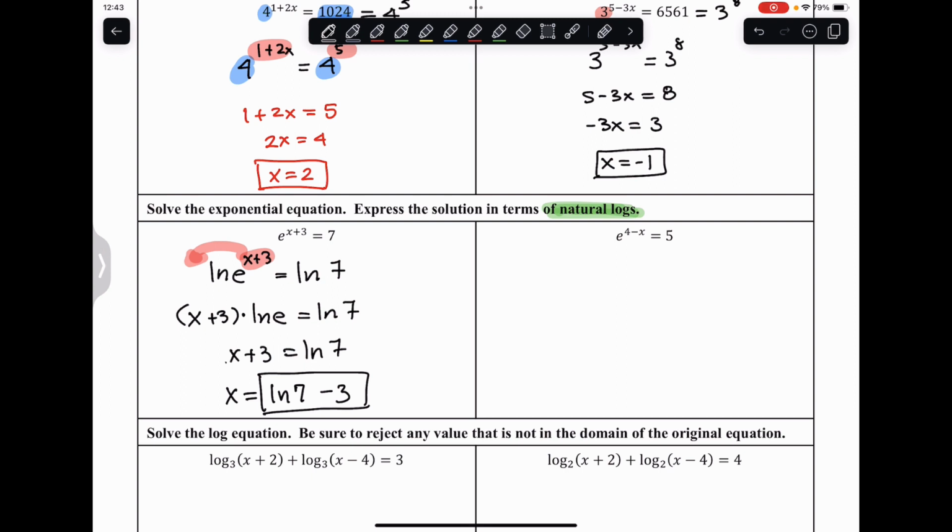Similarly, you're going to have the same thing happen on the right example. So here we'll take the natural log of e to the 4 minus x equals 5. And again, what essentially happens is that, for lack of a better word, this cancels out.